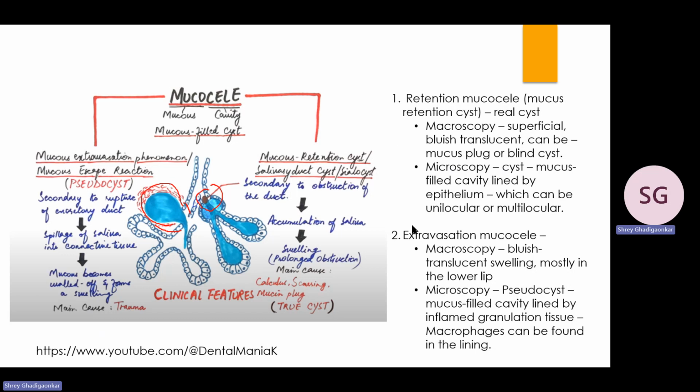Regarding macroscopy of retention mucocele, these are usually bluish and translucent and can be either a mucus plug or a blind cyst.